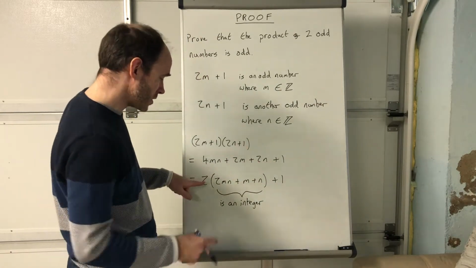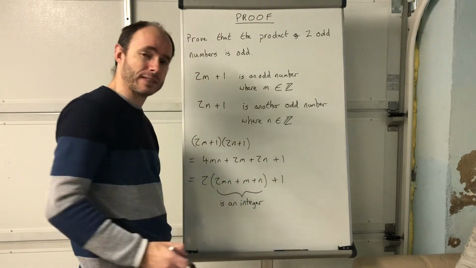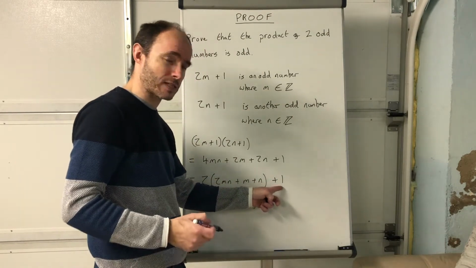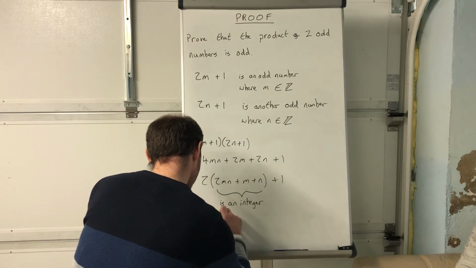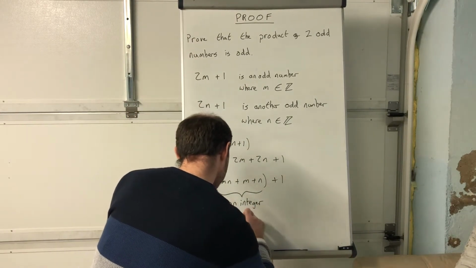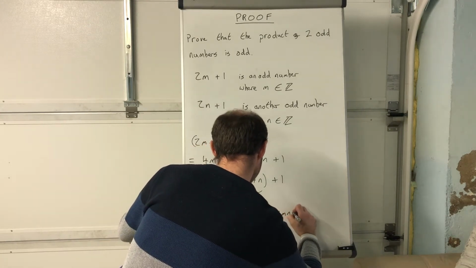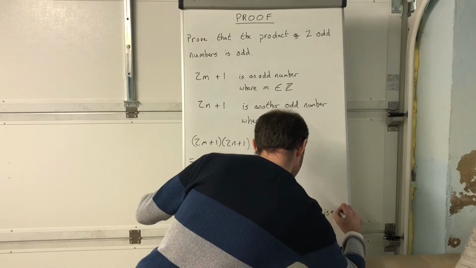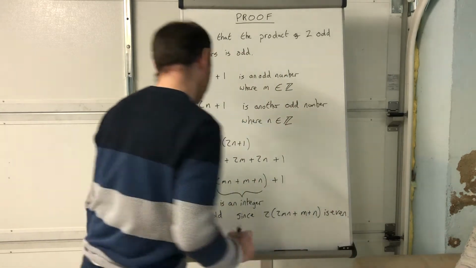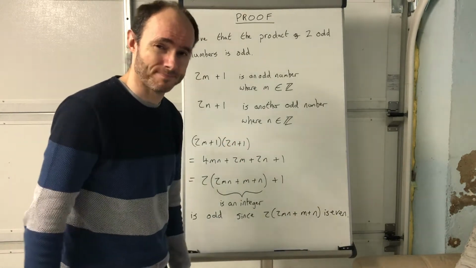So what it means is you've got 2 times an integer. This must be an even number, and so the plus 1 makes it an odd number. And so I'm going to write: is odd, since 2mn + m + n is an integer, so 2(2mn + m + n) is even. And there we go, and that's it. That's the mathematical proof done.